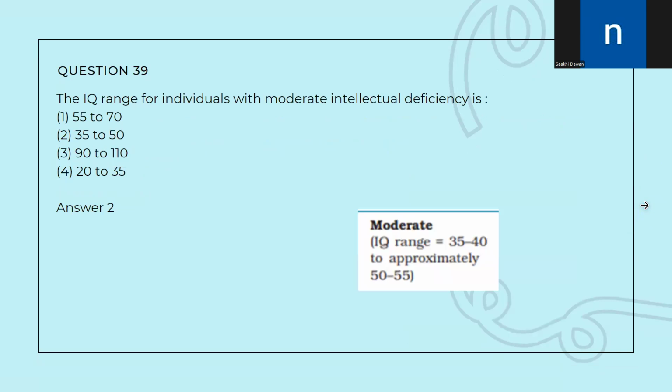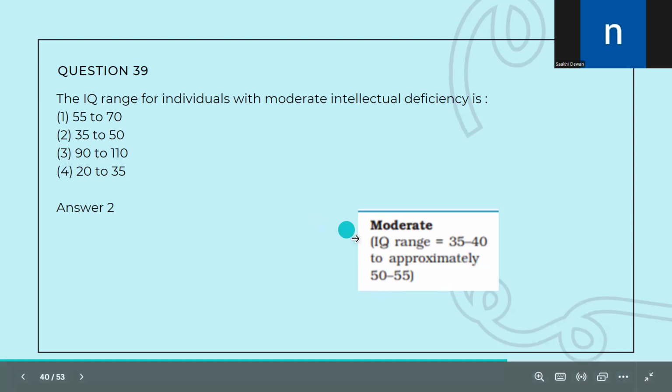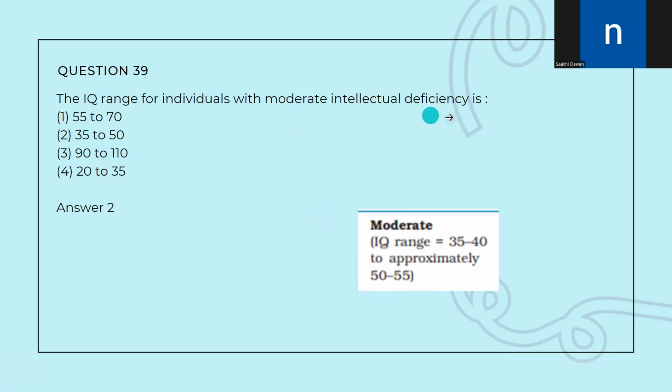Question number 39, the IQ range for individuals with moderate intellectual deficiency. So it is a very straightforward question. It talks about people with moderate intellectual deficiency. And as stated by NCERT, the IQ range for people with moderate intellectual deficiency is 35 to 40. So the closest answer in this question, 35 to 40 or 50 to 55. So the answer in this would be option number two, 35 to 50.